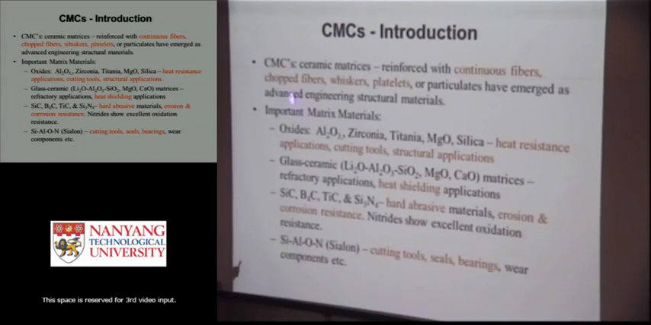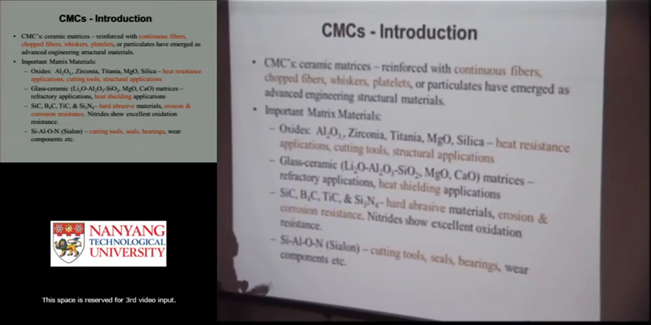So for the CMC, we have a lot of these second phases. For example, we can use continuous fibers. We can use fibers cut into small pieces, or we can use whiskers, particles, and also plates to enhance the properties, okay. So typically we have several matrices. Typical is metal oxide, which is shown here, let's say aluminum oxide, zirconium oxide, or silicon oxide, right? Of course, for the non-oxide, we have silicon carbide, boron carbide, titanium carbide, or silicon nitride.